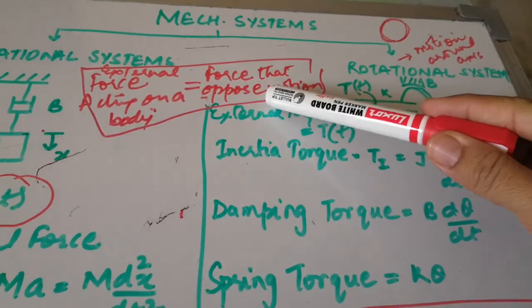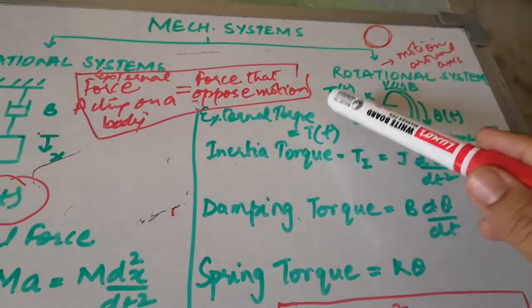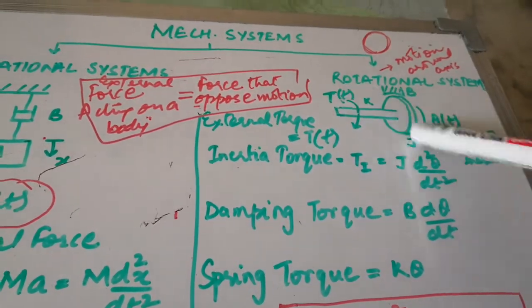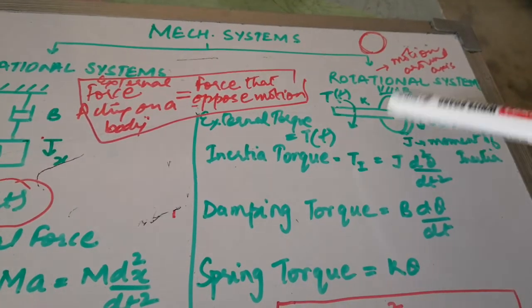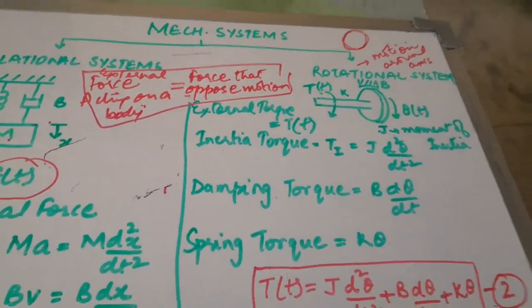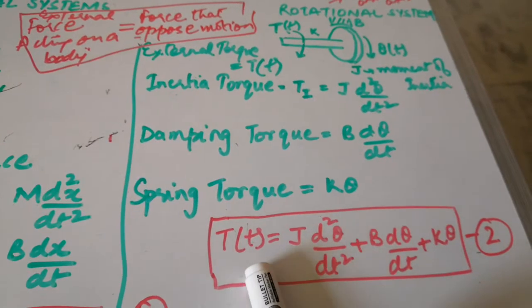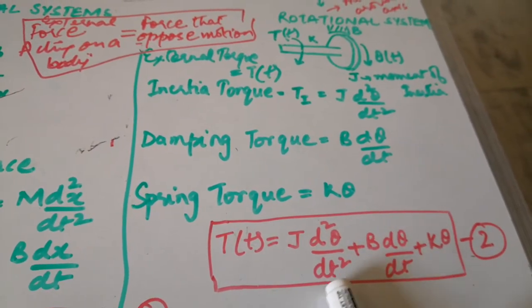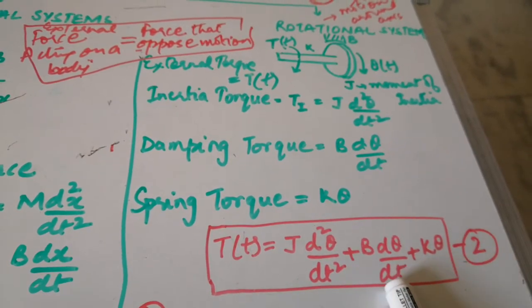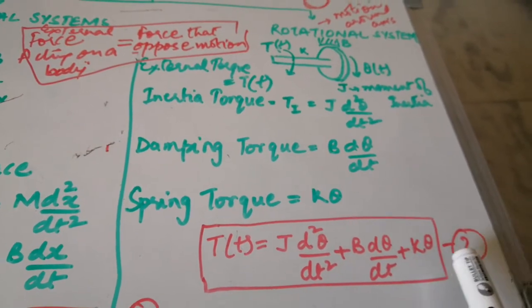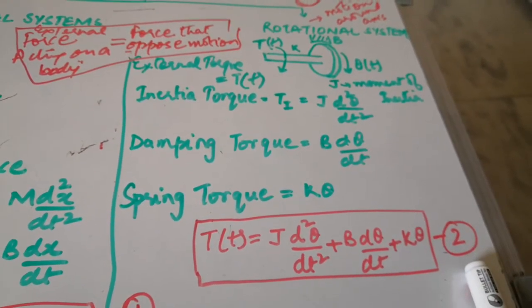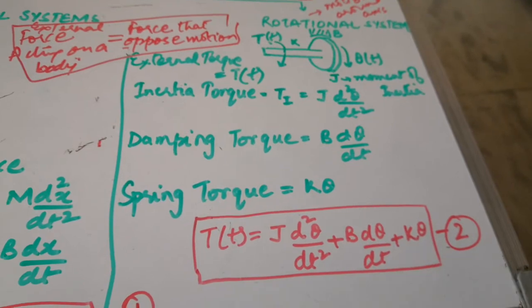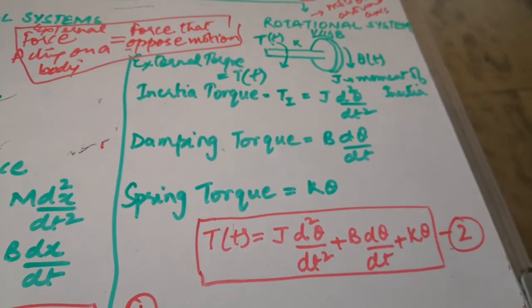Again, according to D'Alembert's principle, the external applied torque will be equal to all the torques that act in opposing motion. So here external torque will be equal to J d square theta by dt square plus B d theta by dt plus K theta. Mark it as equation number 2. We will again be requiring it for defining the analogous systems.